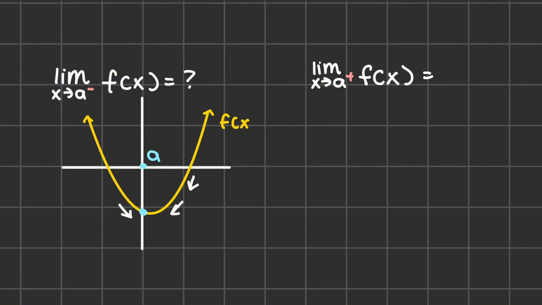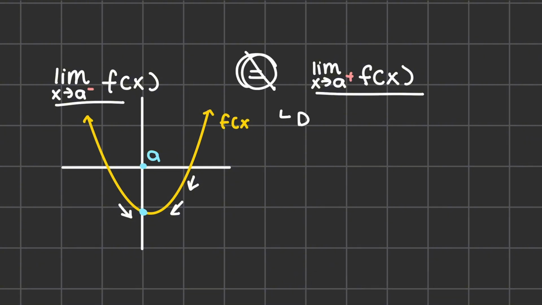In order for a limit to exist, these two values have to be equal to each other. If they are not equal, then the limit does not exist.